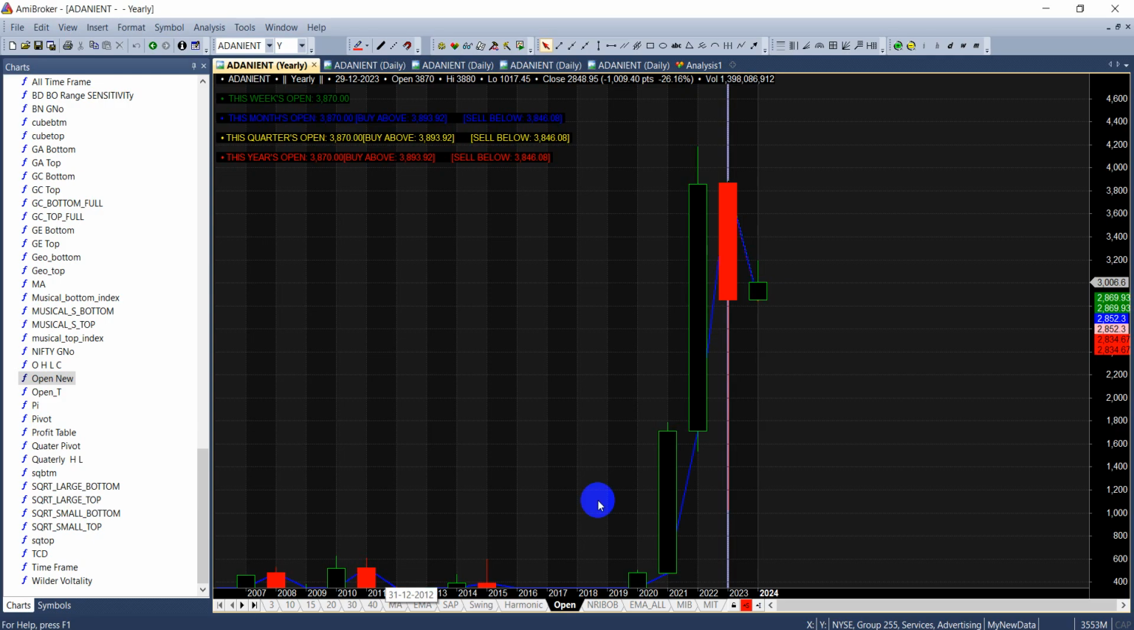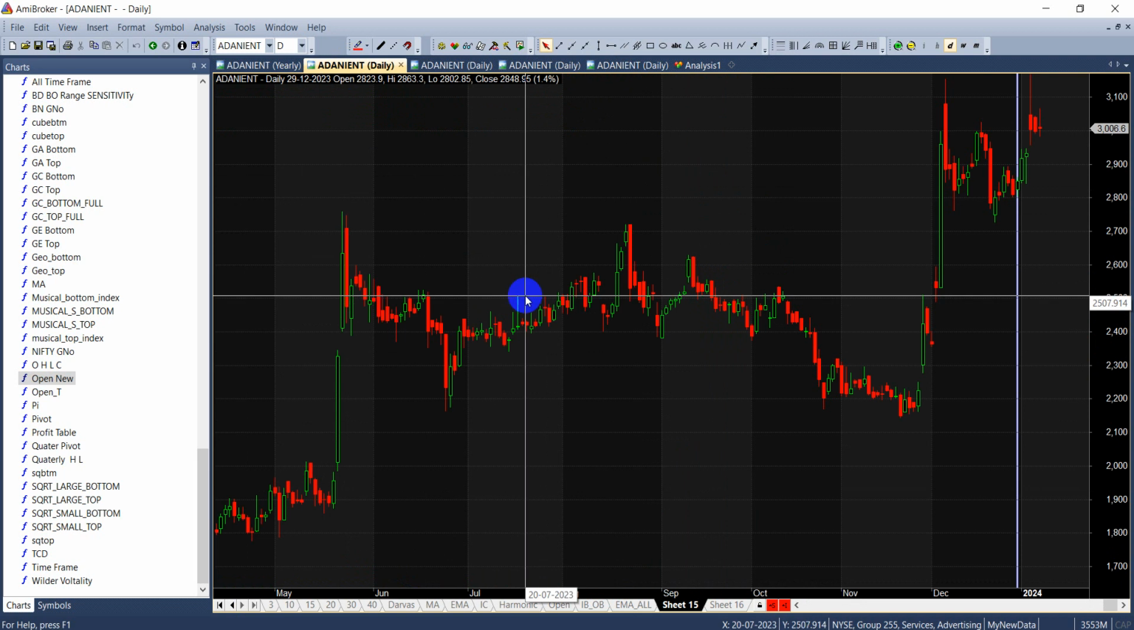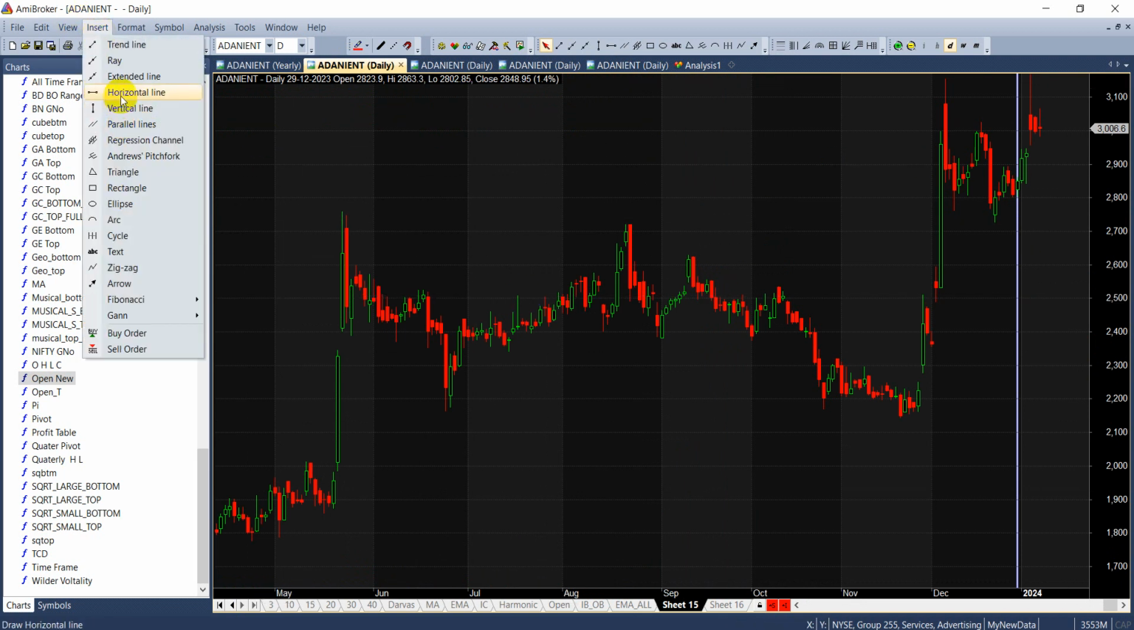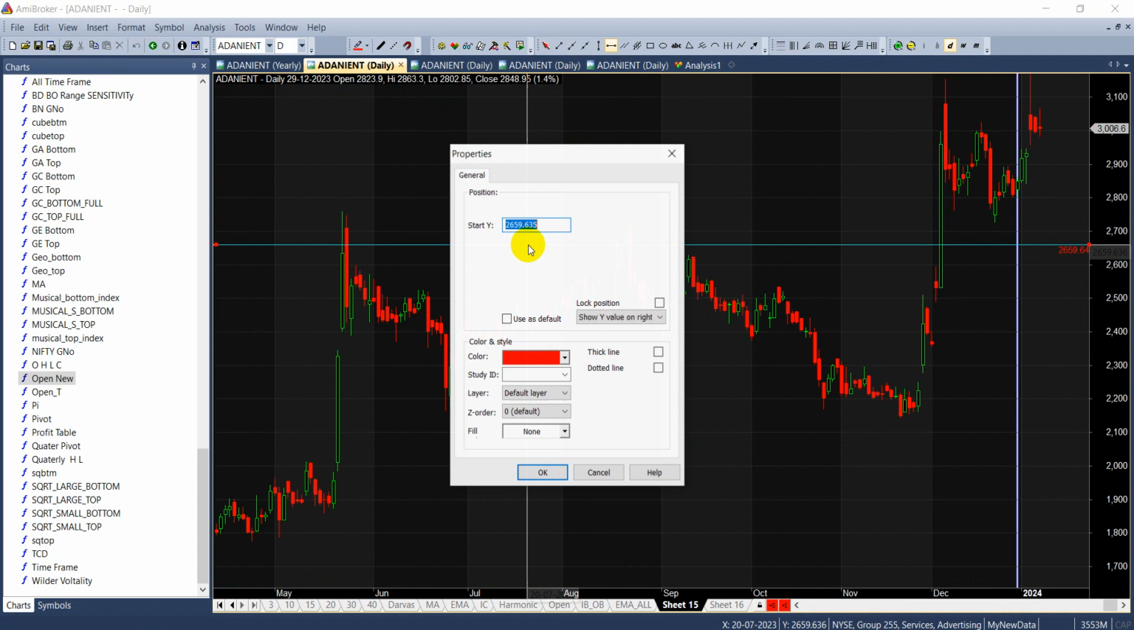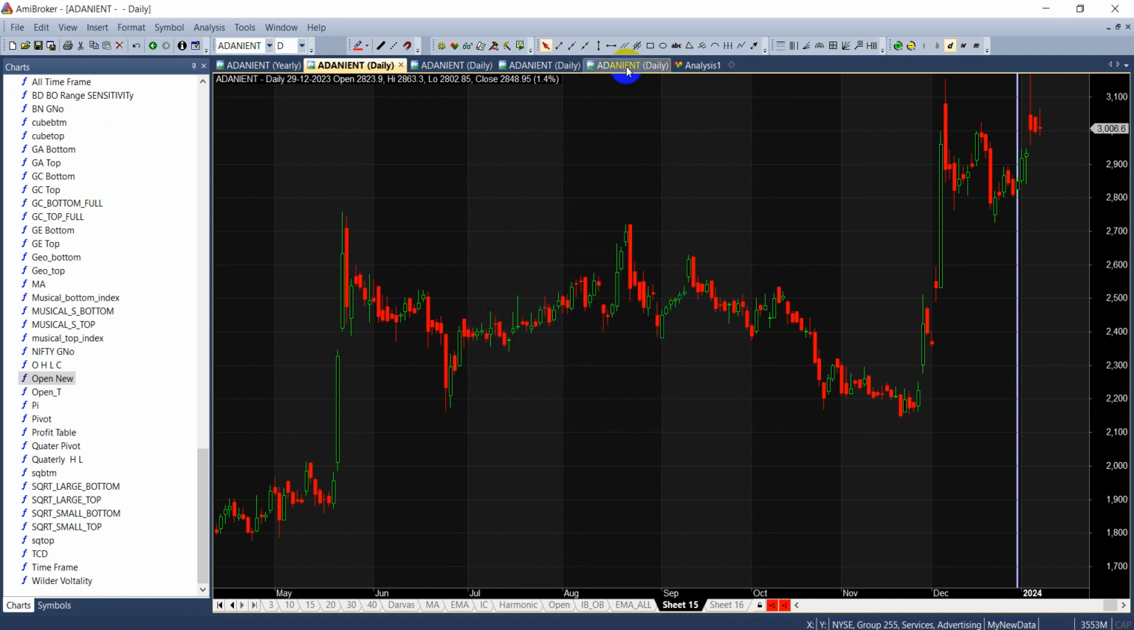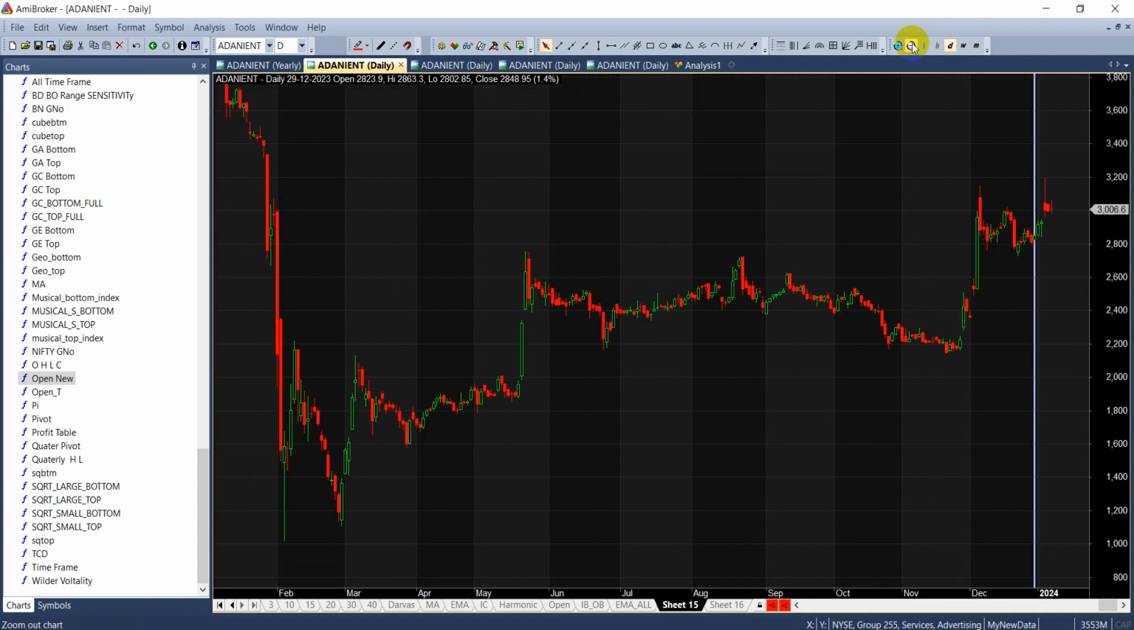So we were talking about Adani. The open was 3870. So let's go and check what happened at 3870 before this big crash came in. Again, you can add 0.5%. So 3870 is like 4,000, so like 20 rupees, or 20 points.